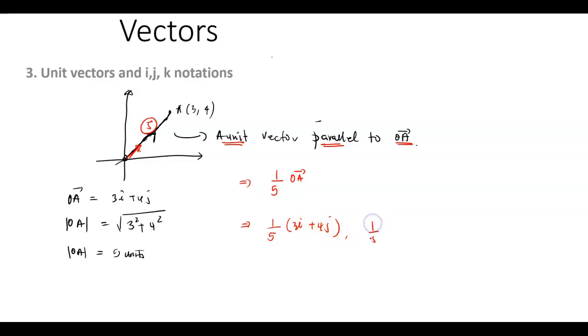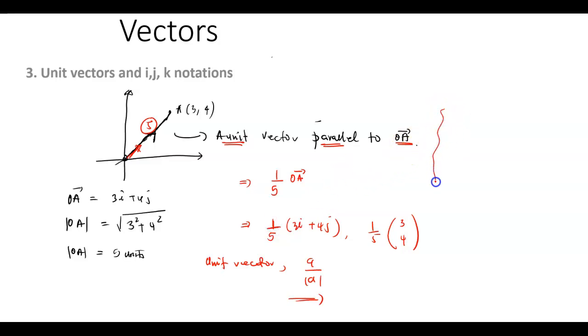Or you can write it as 1/5 of 3 and 4. In general, the unity vector parallel to the vector A is always going to be A over the modulus of A. It's like you just have your vector and divide it by the size of the vector so that you can get a vector of only 1 unit. So you're taking 1 unit out, with the same concept.